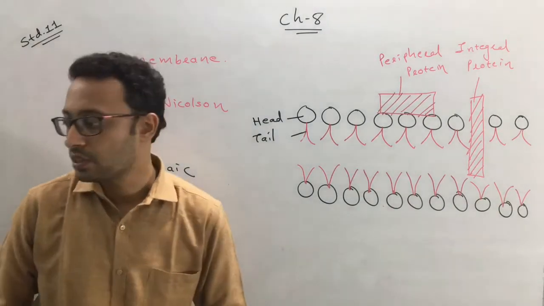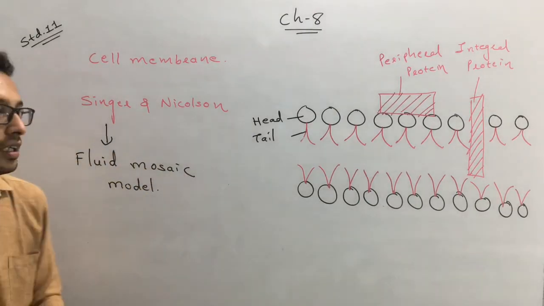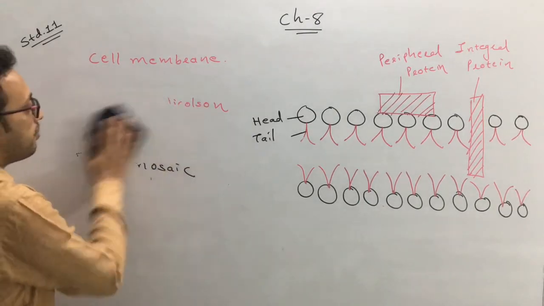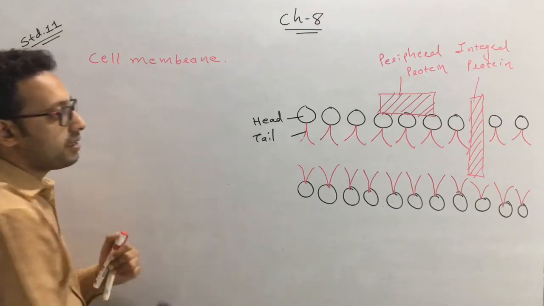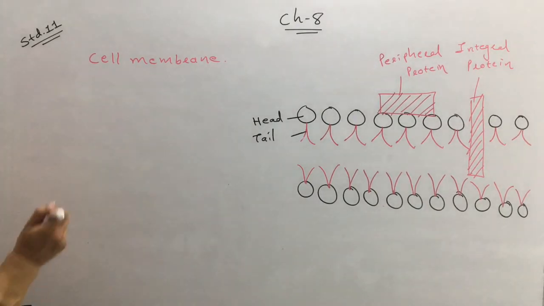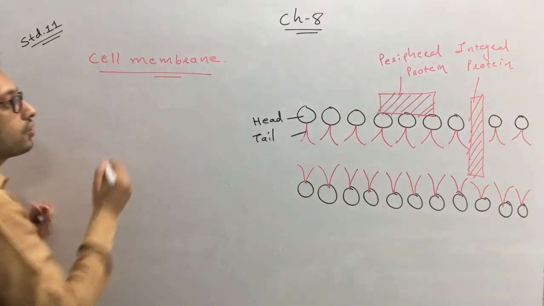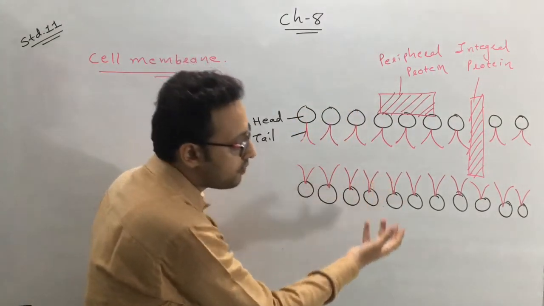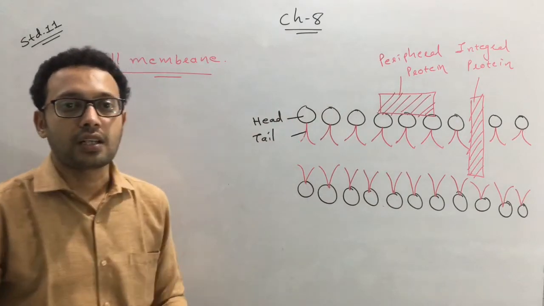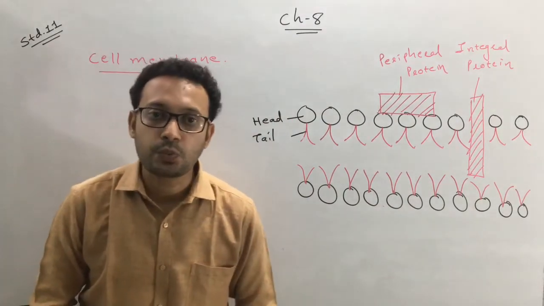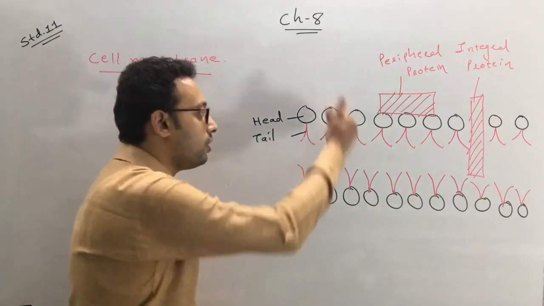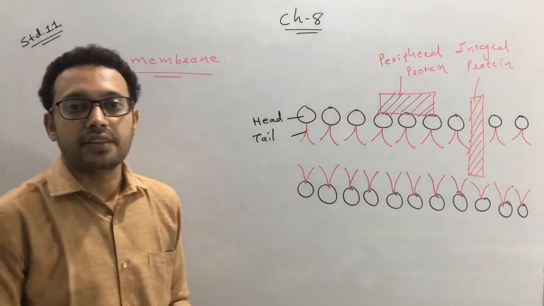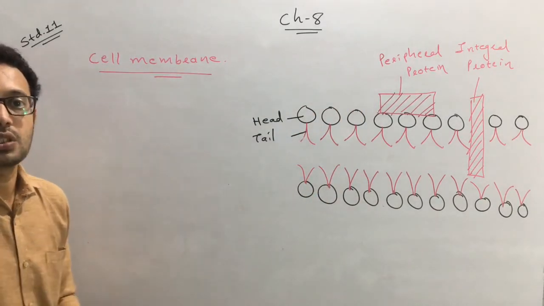Okay, and that is about the structure of the cell membrane. Now you know that one of the most important functions of the cell membrane is transport of molecules across it. It carries either from outside to inside or from inside to outside. They transport the molecule across the cell membrane. And there are two types of transport processes.